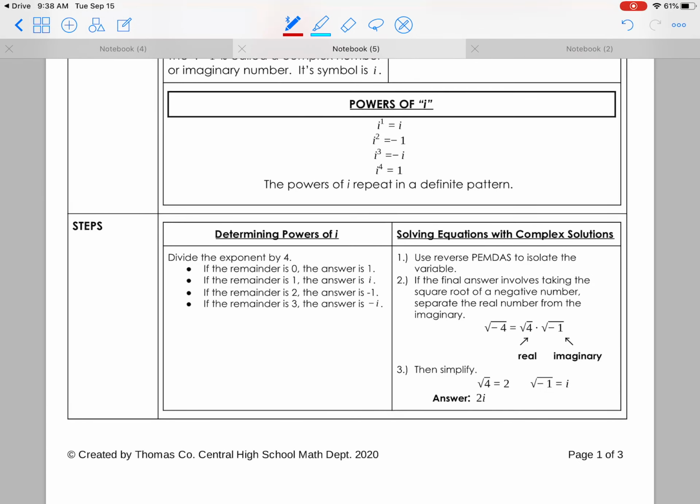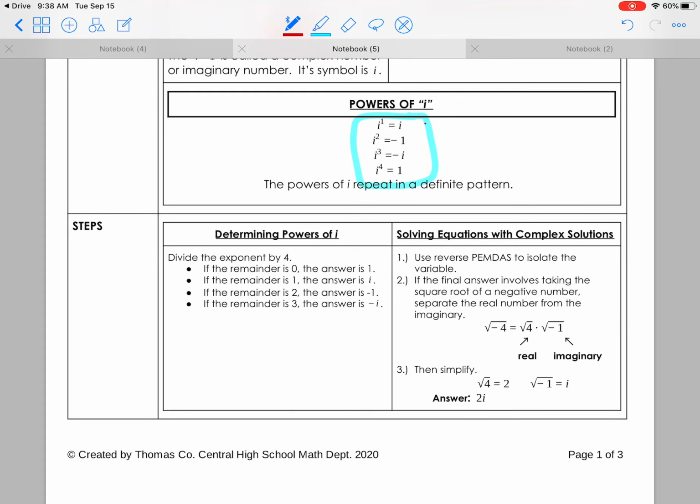Now, we have powers of i, and we're going to use them later. But i to the first is just i. And these powers right here you're going to need to have memorized. When we start multiplying these things, we're going to get powers of i, and we're going to have to convert them over. So i squared is negative 1. i to the third is negative i. And i to the fourth is positive 1.